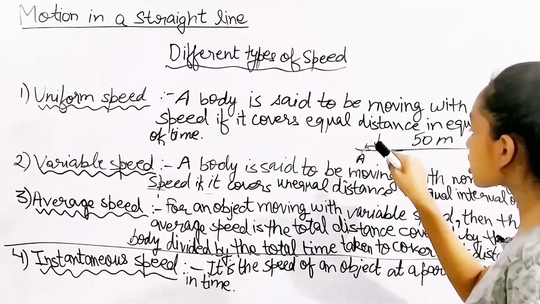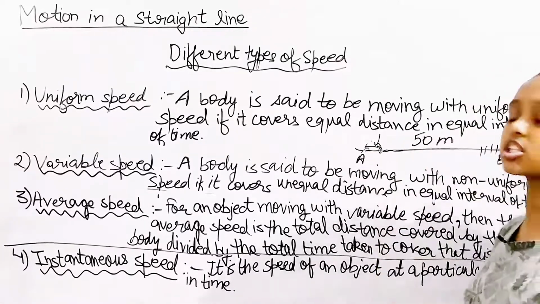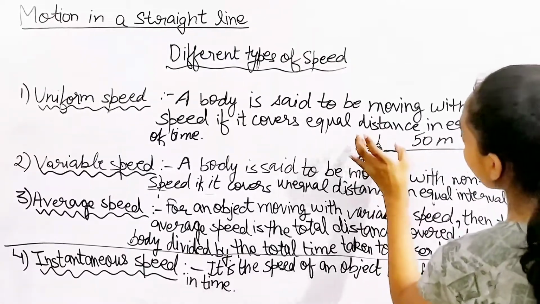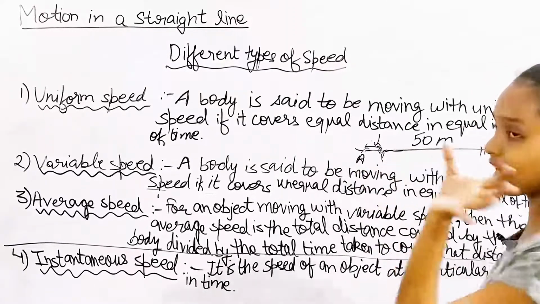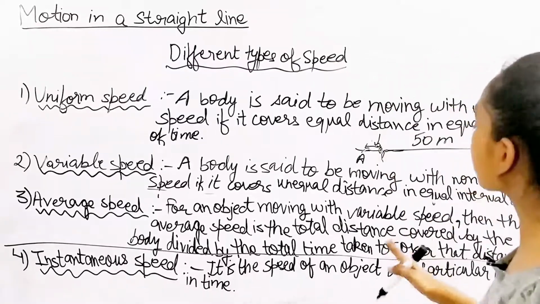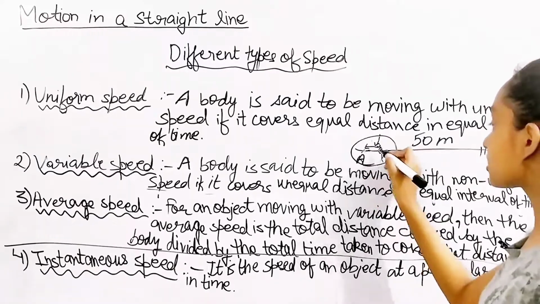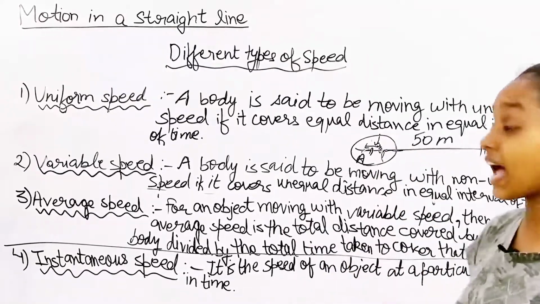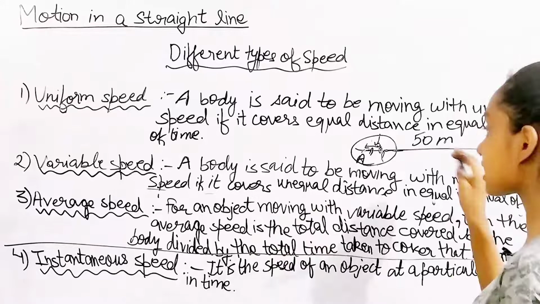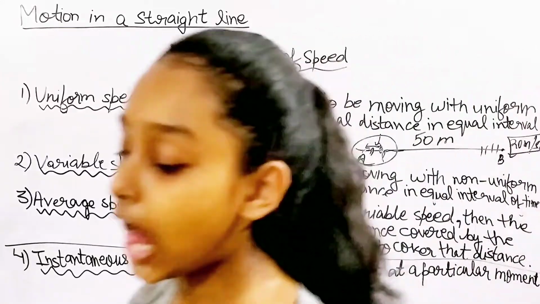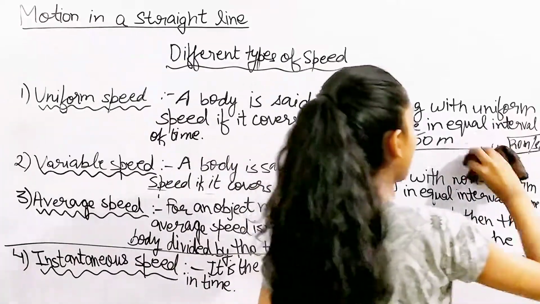Here, the speed at this instant point. The instant point taken here, I want the speed from point A to, let's say, this point P. Point A to point P. I just want to know what its speed was here. So that is what instantaneous speed is at a particular moment in time. It tells us the speed of an object at a particular moment in time.